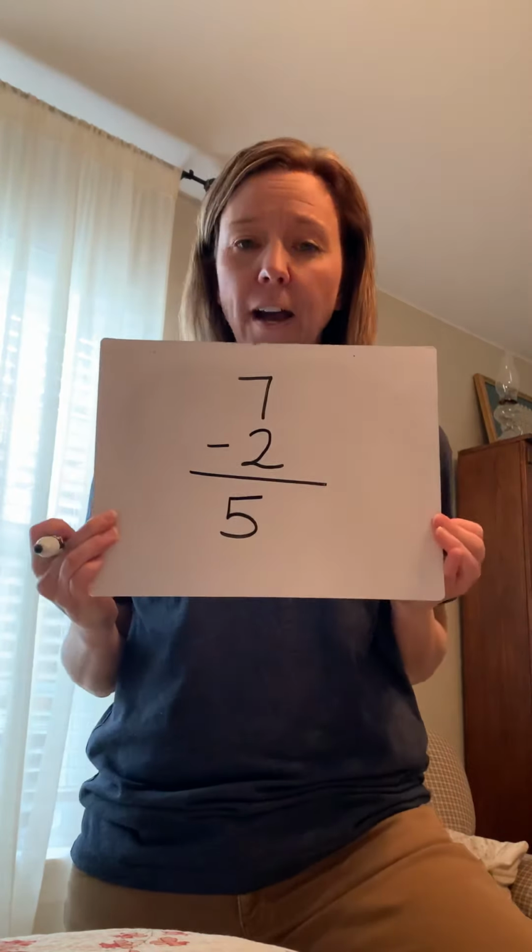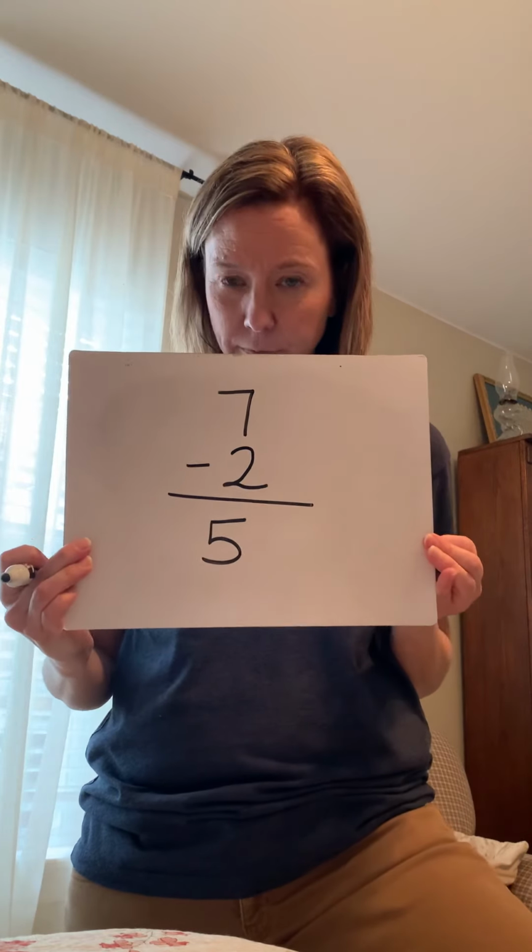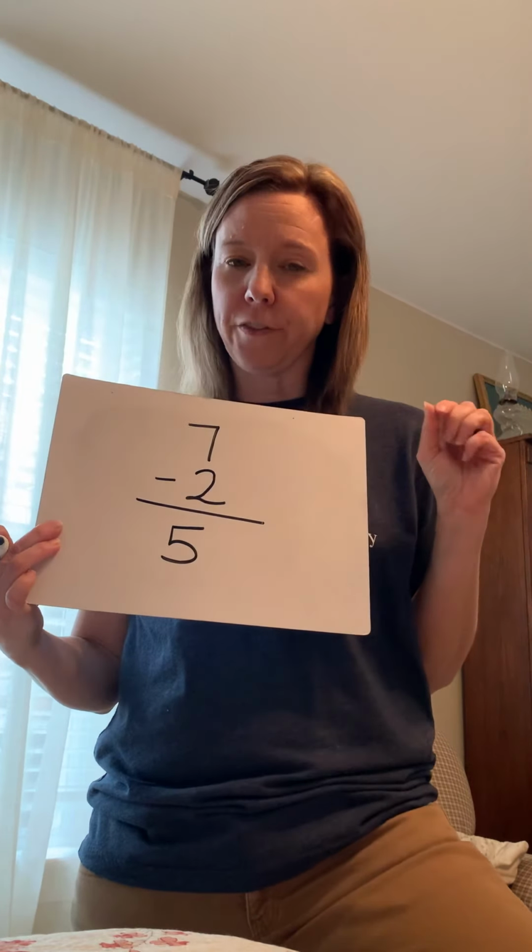Now I'm going to say minus 2. So how many am I going to take off of my stack here? 2. I'm going to take off 2. Ready? 1, 2. Let's get rid of them. All right, now how many do I have left? 1, 2, 3, 4, 5, right? So 7 minus 2 is 5, right? Okay, there's a trick here.